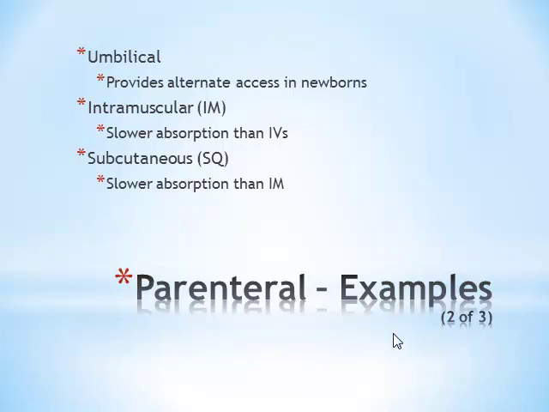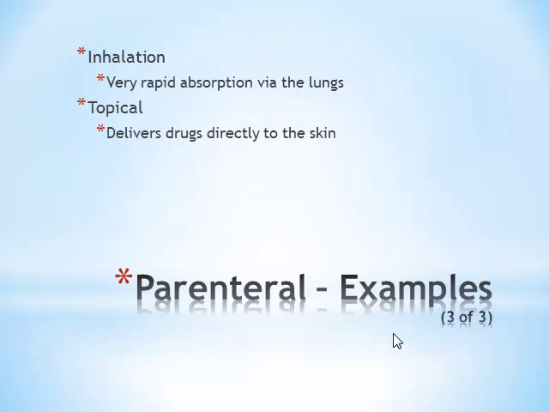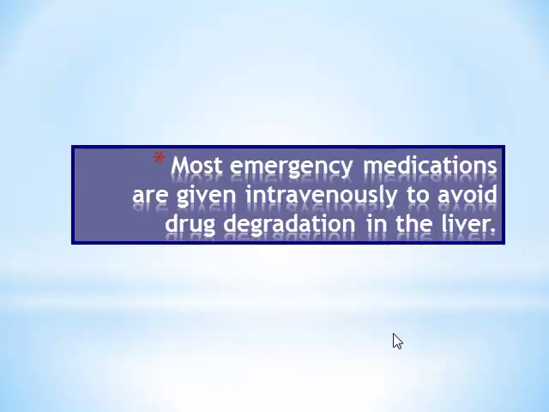Umbilical are for newborns. Intramuscular. Most medications can be administered IM. They do have a slower absorption rate than IV administration. And then subcutaneous is even slower than an IM administration. So in the pre-hospital setting, we mainly do IM and IVs, and definitely IVs more than others. We also have inhalations, so think about medications such as albuterol or anything used in the nebulizer. And then, like I said, our topical.